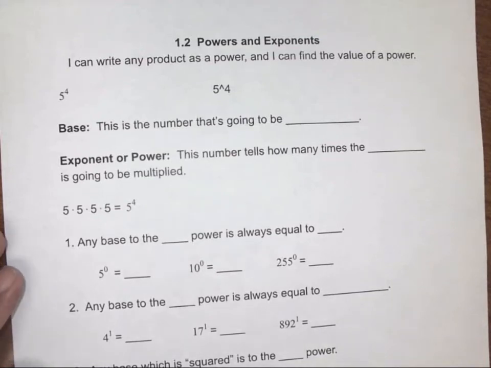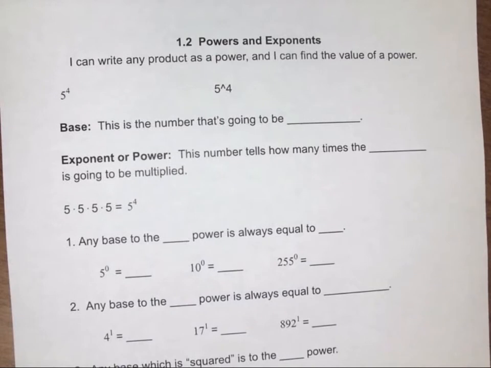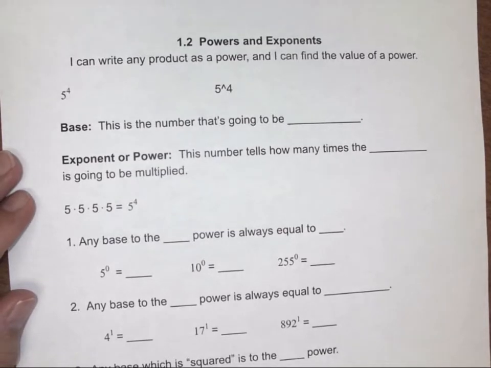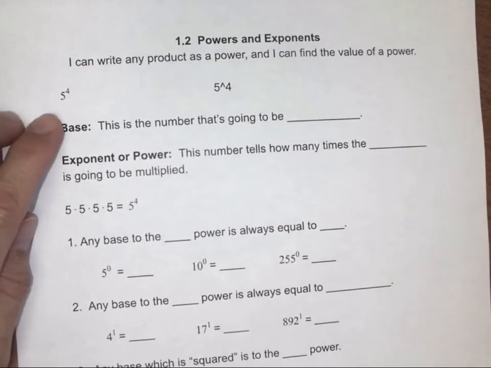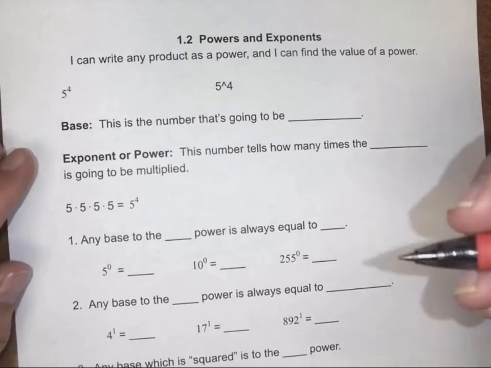Today we are learning about powers and exponents. The walkaway for today is I can write any product as a power and I can find the value of a power. So first you see this one right here, 5 to the 4th power.